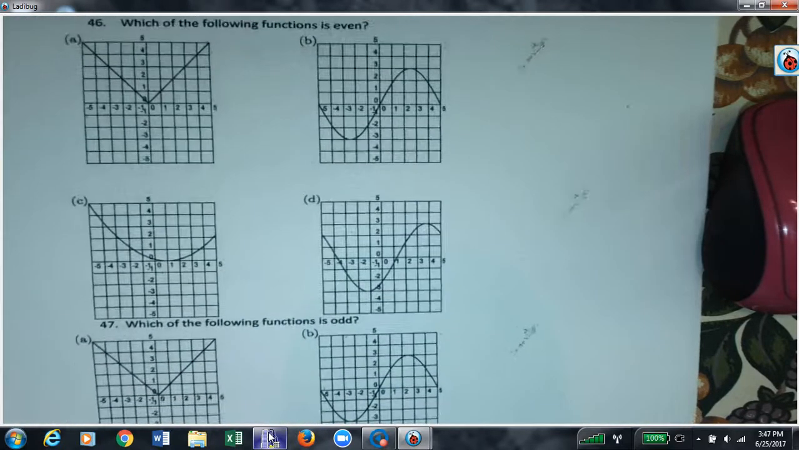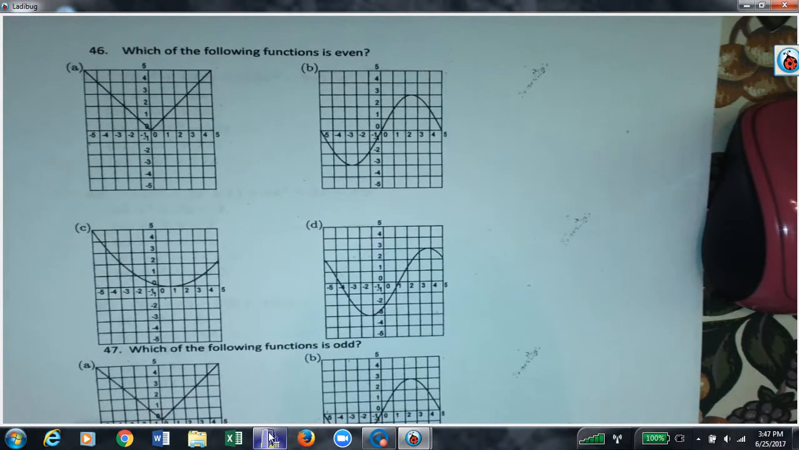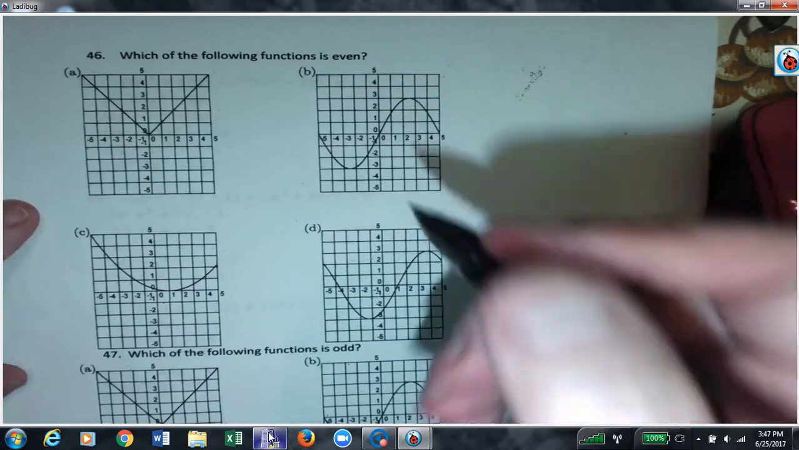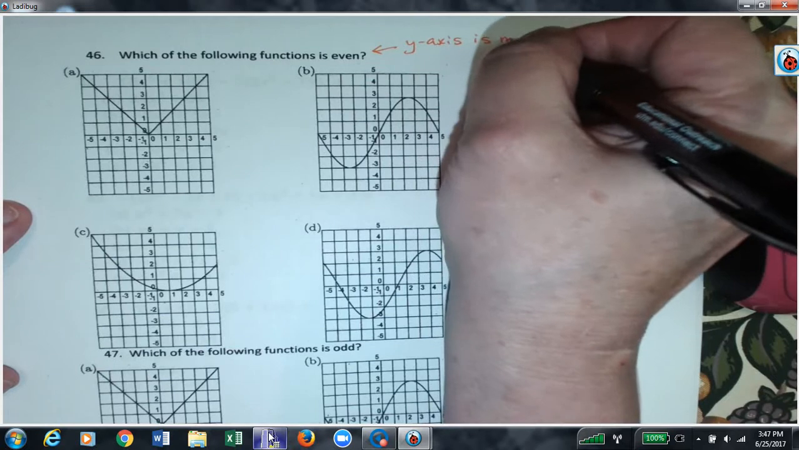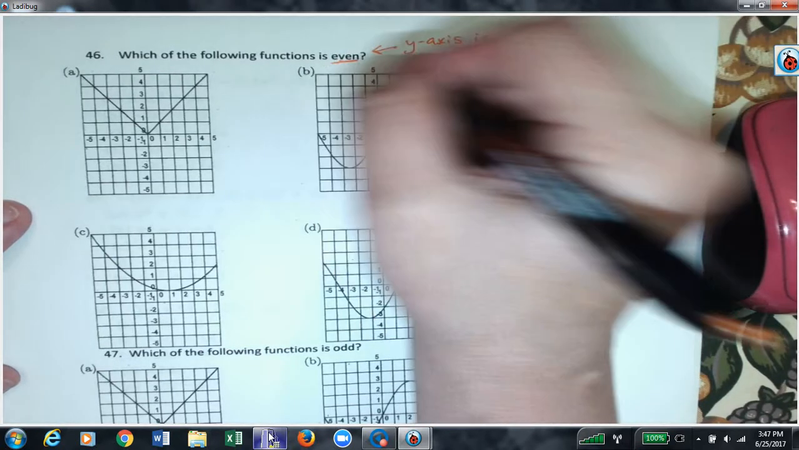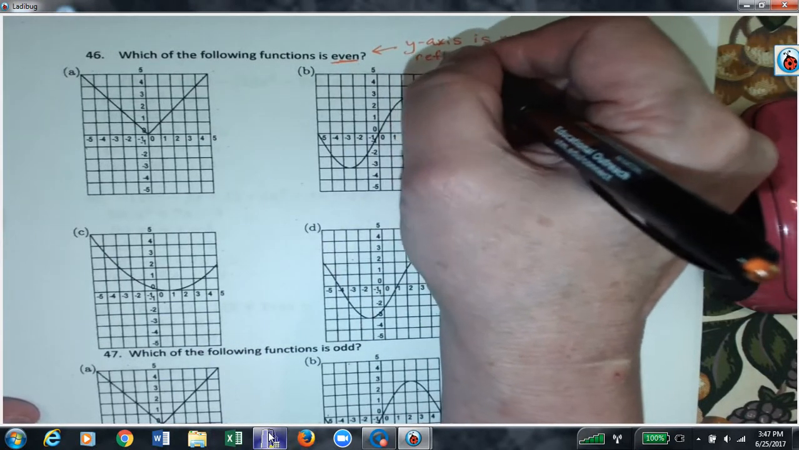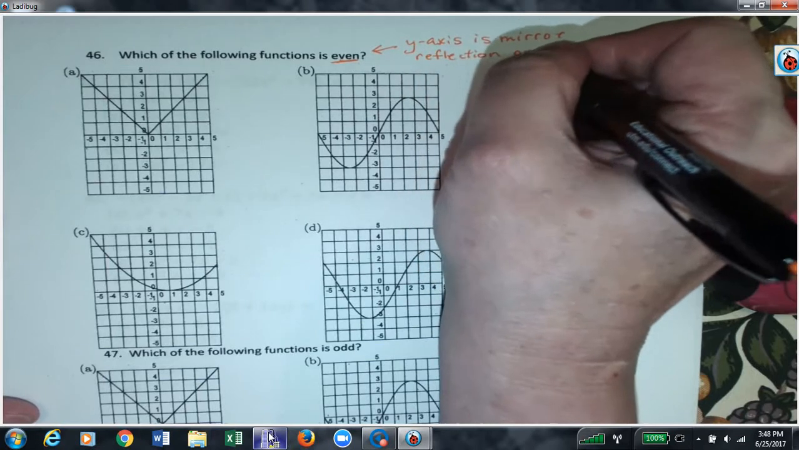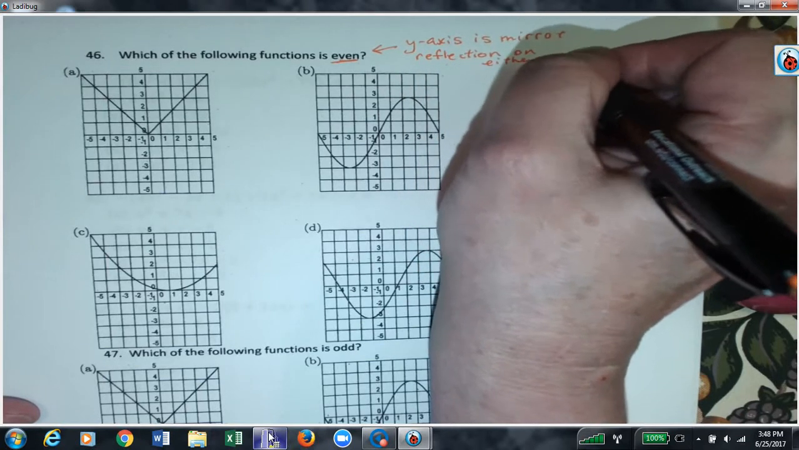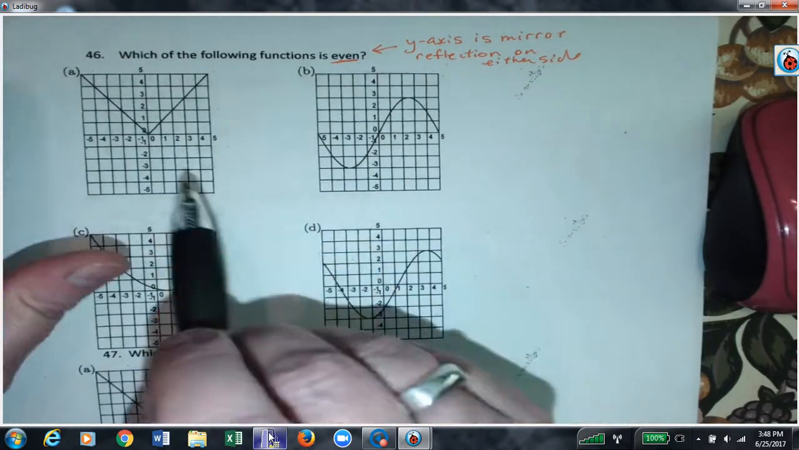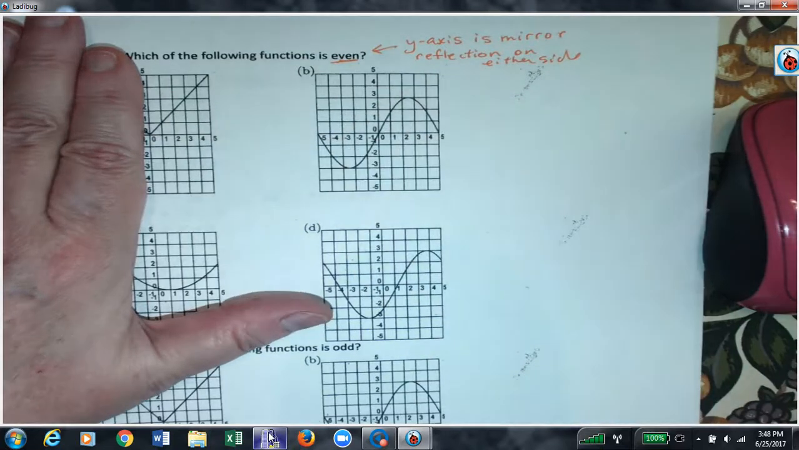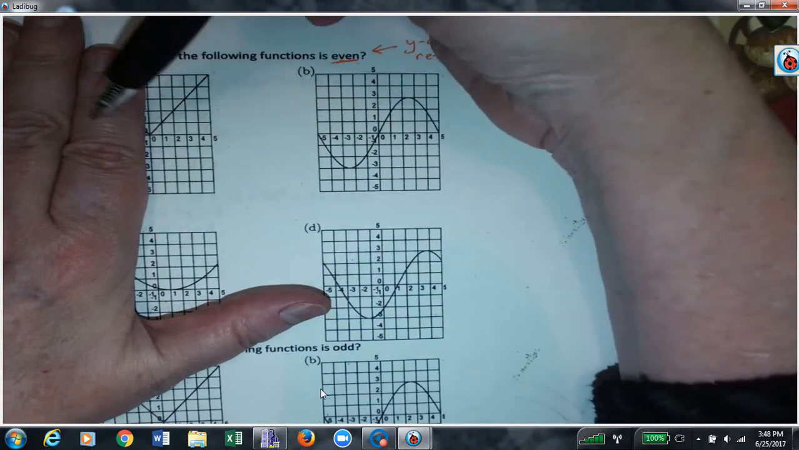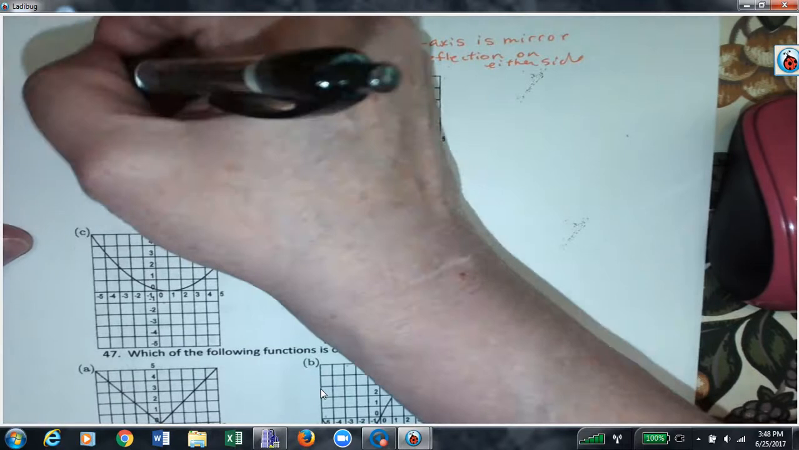Okay. 46. Which of the following functions is even? Do we remember even? Even is the y-axis is a mirror. And so if it's even, you should get mirror reflections on either side. So it should be this one. If the y-axis is a mirror and this guy is looking into the mirror, his reflection on the other side should look like that. And that is what I get there. So I'm going to say A.